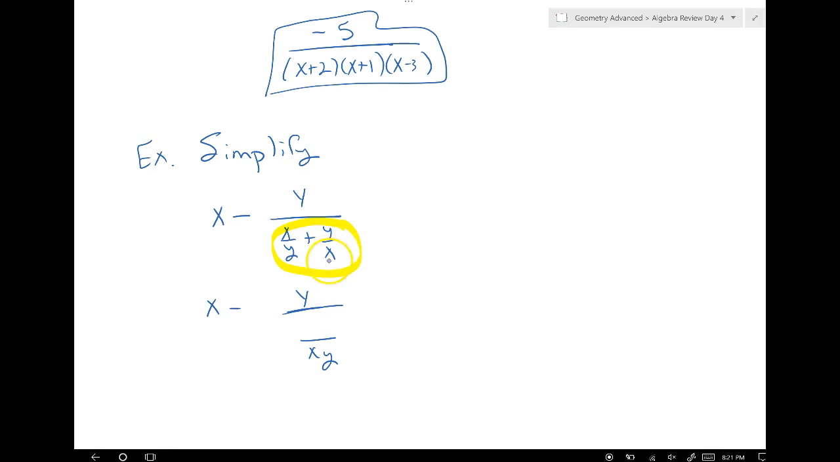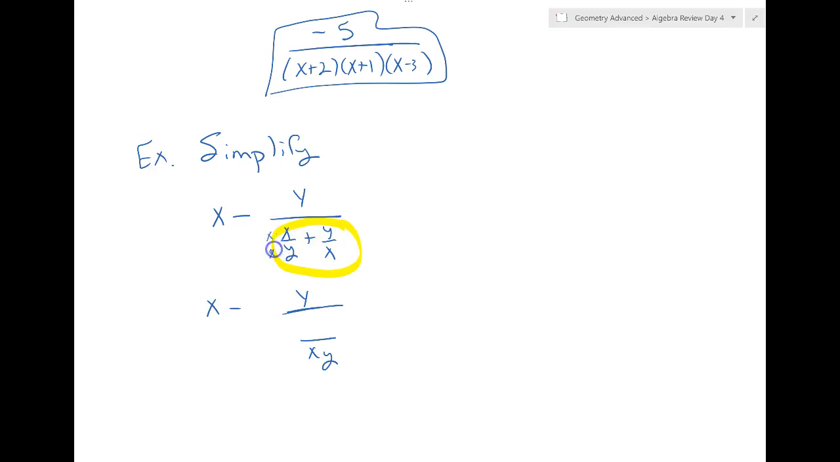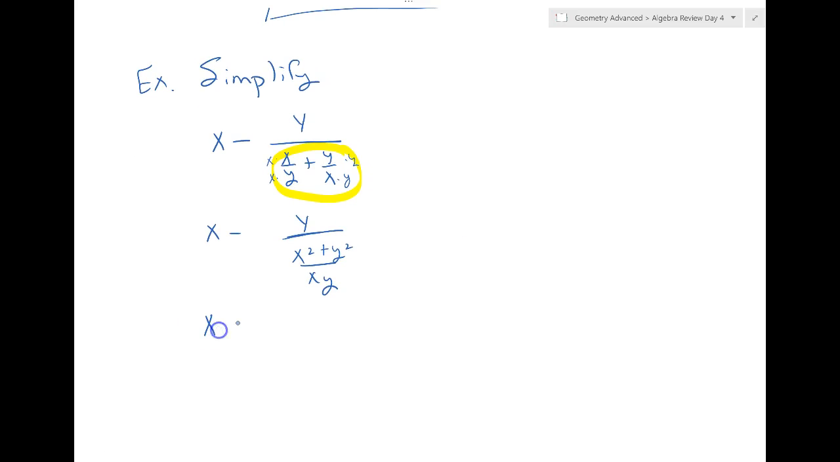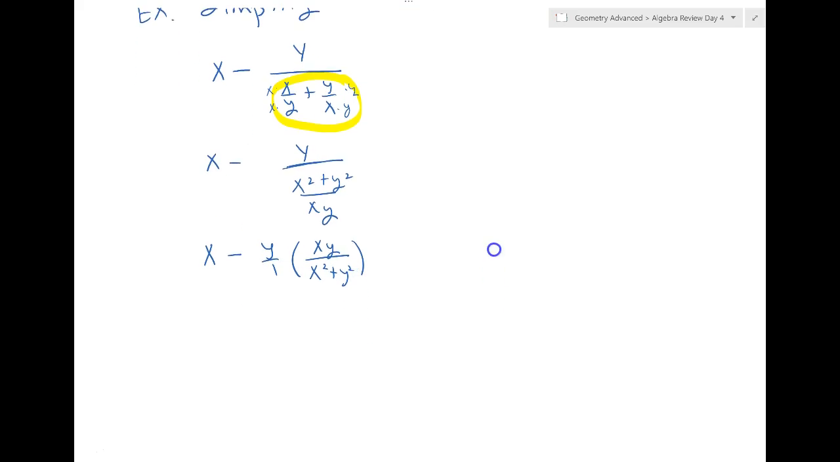Well, what am I going to do here? On this one, that means I'm going to multiply by x and x, so I get an x squared. Over here, that means I multiply by y and y, so I get plus y squared. Now, we're going to rewrite it, because remember, if I divide by a fraction, it's multiplying by the reciprocal, so I get minus y over 1 times the quantity xy over x squared plus y squared. So what do we get here? We get x minus, because I multiply numerators and denominators together, xy squared over x squared plus y squared.